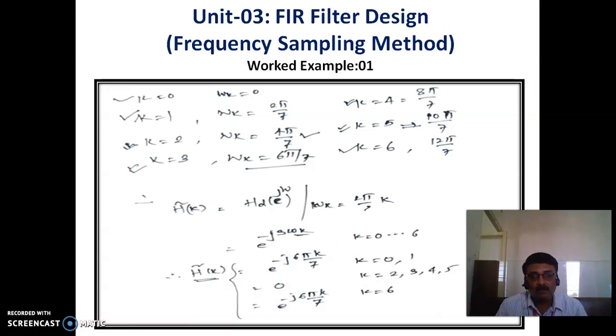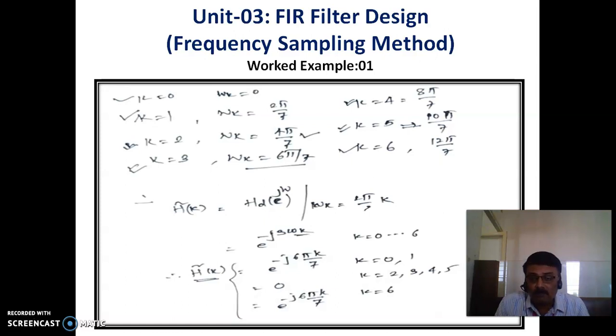So Hd of e power j omega is given, and then we have to convert it to H of k. H of k is the DFT value, and then finally we go for the coefficients h of n. So our ultimate aim is to identify h of n, right? So Hd of e power j omega is given. We have already seen this in the previous slides. Now I'm going to talk about the H of k value.